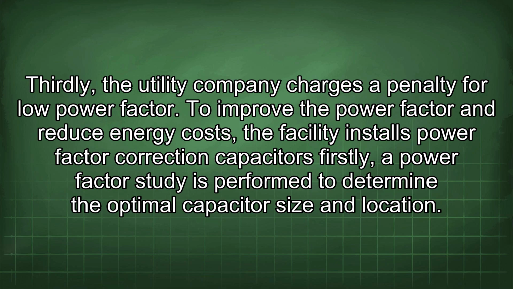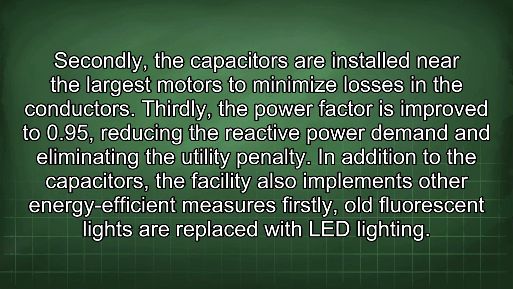To improve the power factor and reduce energy costs, the facility installs power factor correction capacitors. Firstly, a power factor study is performed to determine the optimal capacitor size and location. Secondly, the capacitors are installed near the largest motors to minimize losses in the conductors. Thirdly, the power factor is improved to 0.95, reducing the reactive power demand and eliminating the utility penalty.